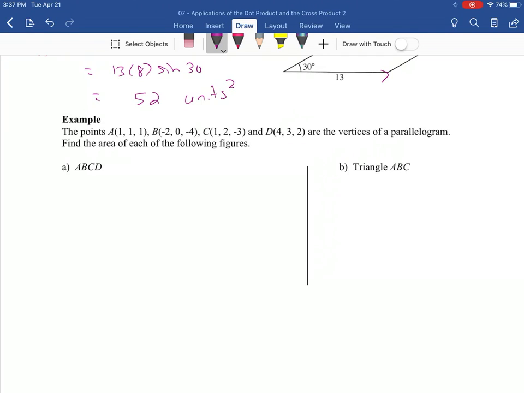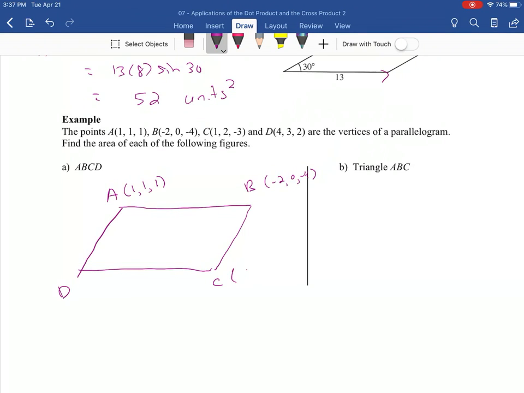A slightly tougher question that shows off what this thing can do. The points A (1, 1, 1), B (-2, 0, -4), C (1, 2, -3), and D (4, 3, 2) are the vertices of a parallelogram. Find the area of ABCD, which is the parallelogram. So let me just draw this parallelogram here. And this is A, B, C, D. A is 1, 1, 1. B is negative 2, 0, negative 4. C is 1, 2, negative 3. And D is 4, 3, 2.